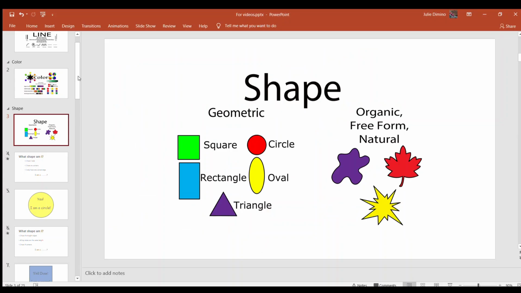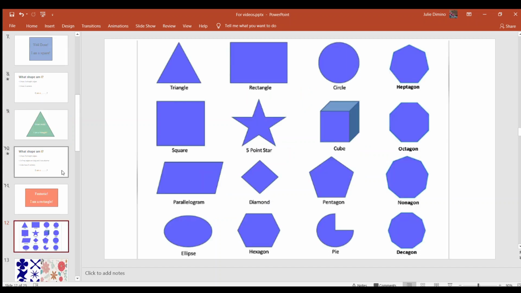So here you have your shapes. You have your geometric shapes. You have your square, circle, rectangle, oval, triangle, and then of course your organic shapes, your free form. So shapes found in nature like your blob or your leaf or your cloud, anything that you find outside.